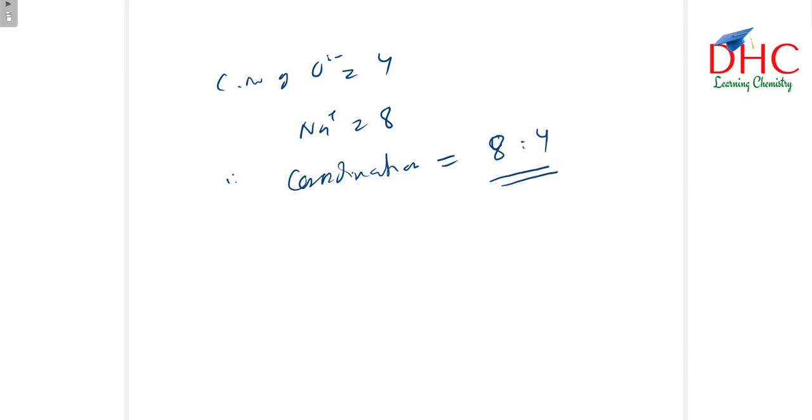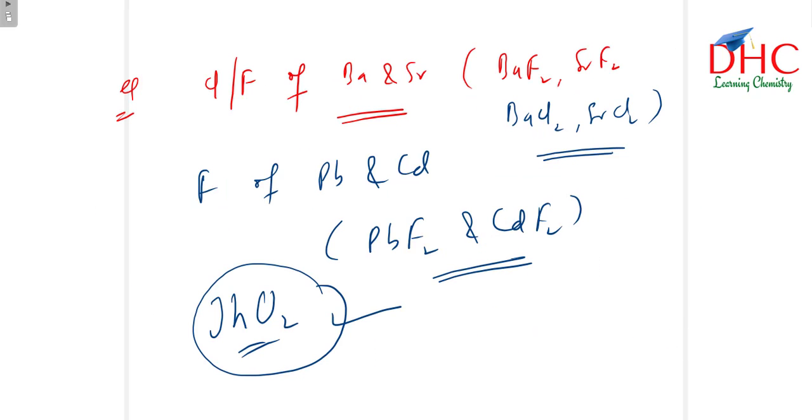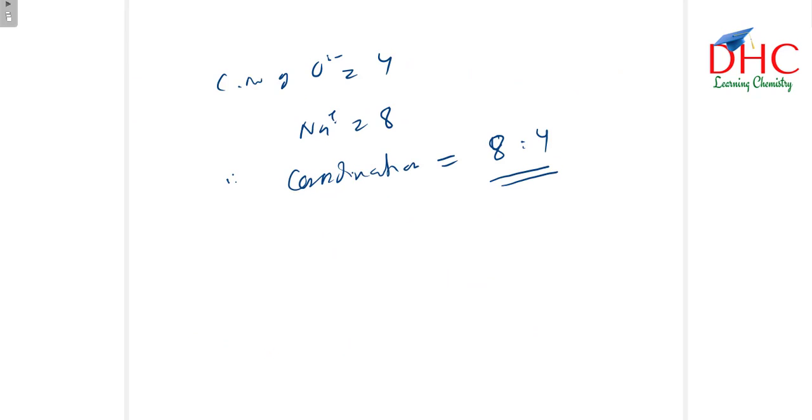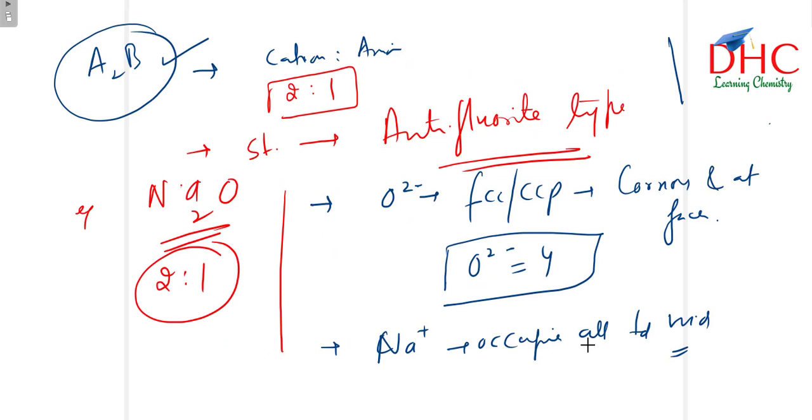So what is the coordination? सॉरी, यहाँ पे गलत हुआ. O2 माइनस बेसिकली का कोऑर्डिनेशन नंबर कितना है? सोडियम goes for packing. तो अगर आप यहाँ देखेंगे, if you see here, yes, so sodium goes for packing, goes for TD voids.